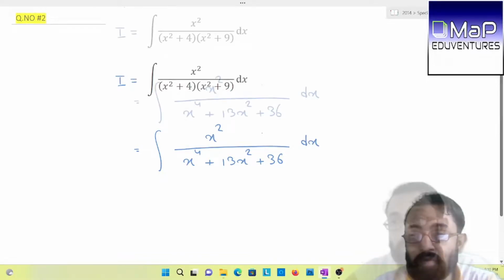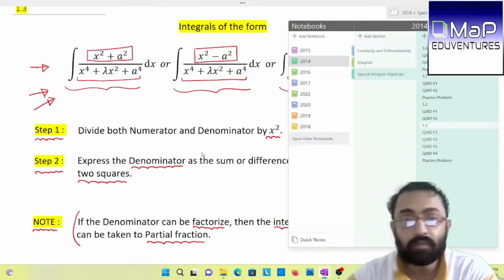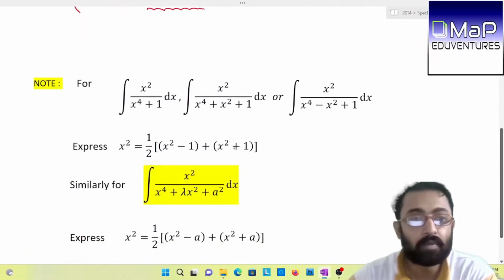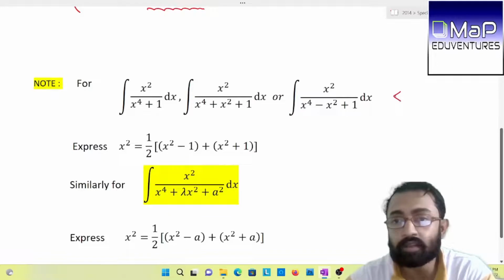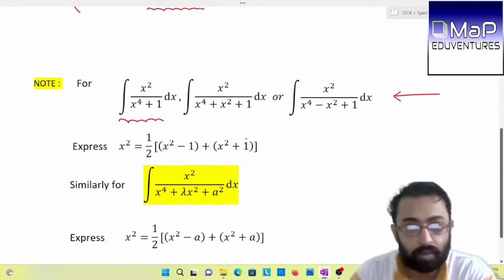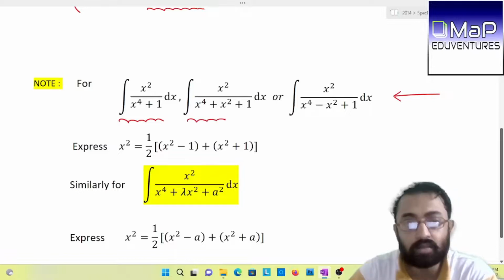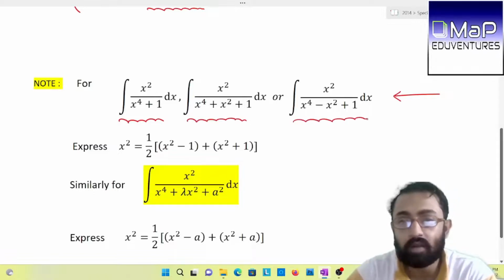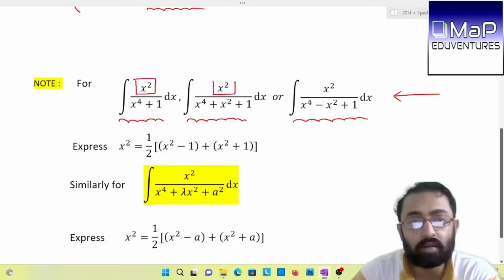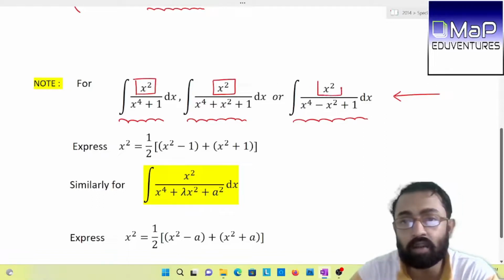Alright, now if we take a look at the form which we had discussed earlier, you can see here that we have integration x squared divided by x to the power 4 plus x squared plus 1, or this form or this one. Now take a closer look here that we have x square common in the numerator.